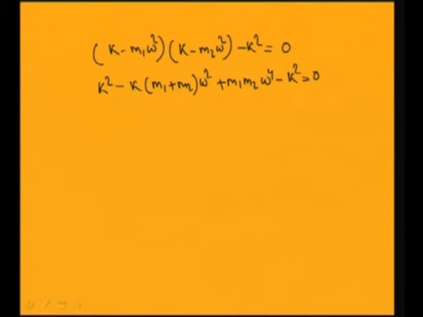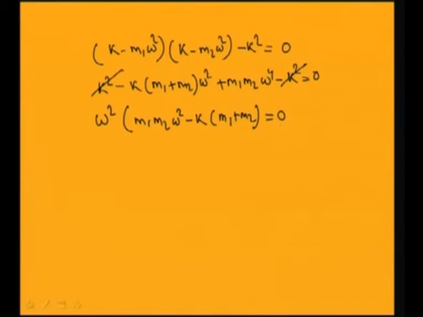Or I can write this equation in this form, omega square. So I can take omega square common from these two. So this becomes omega square into m1 m2 omega square minus k into m1 plus m2 equal to 0, as this k square cancels. So this equation becomes minus k into m1 plus m2 omega square plus m1 into m2 omega fourth equal to 0. So I can take omega square common, and this becomes m1 m2 omega square minus k into m1 plus m2 equal to 0.